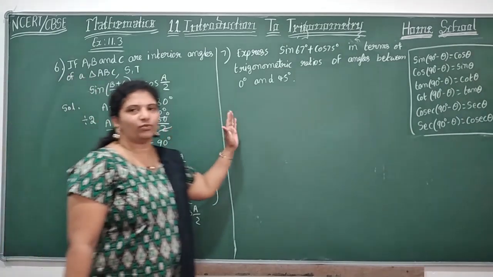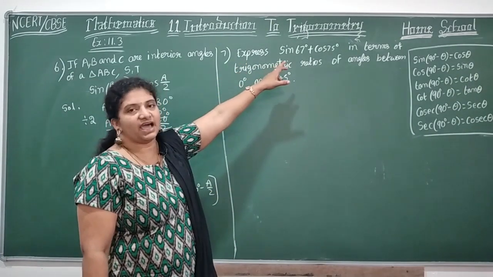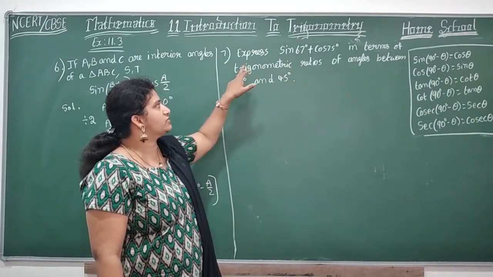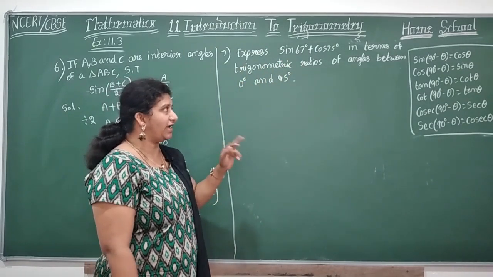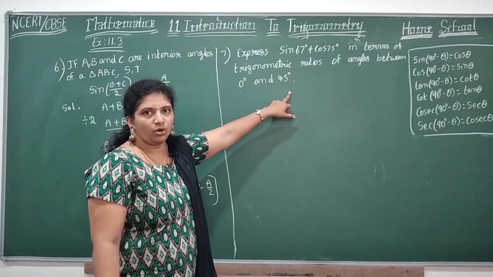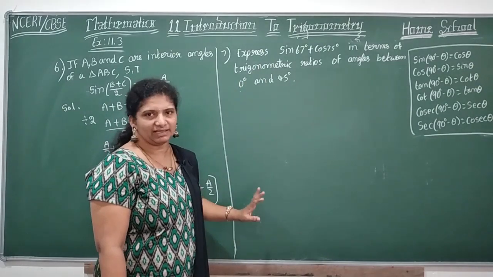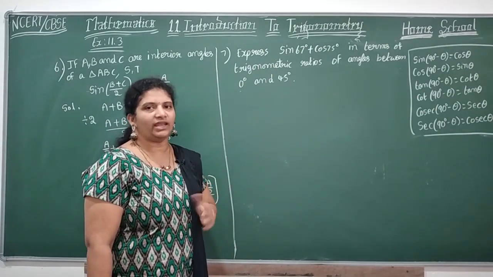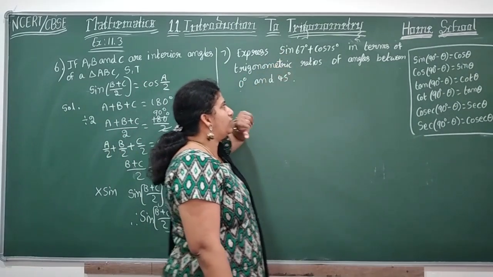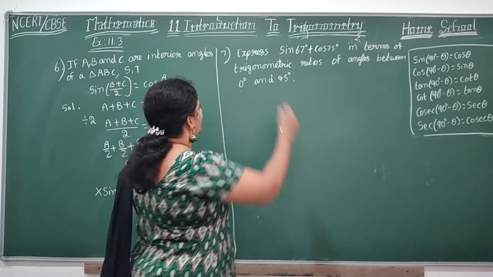Last and final question of this exercise. Express sine 67 plus cos 75 in terms of trigonometric ratios of angles between 0 degrees and 45 degrees. Okay, so between 0 and 45 you have to convert the angle. That's it, right? You need not prove anything. So now, what is this sine 67? You need to rewrite the sine 67 angle. So how can you rewrite it here?